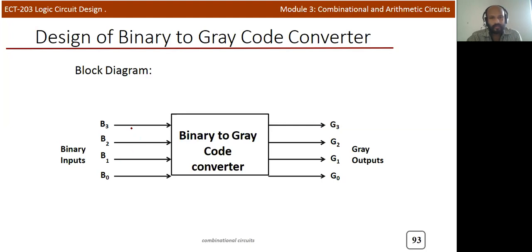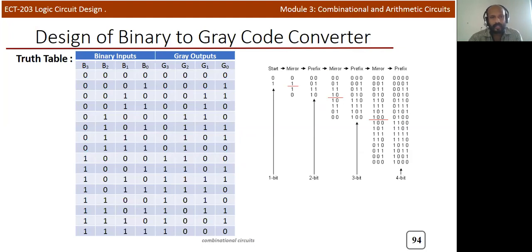And a binary to gray code converter can be 3-bit, 4-bit, etc. So in this particular example, we'll discuss a 4-bit binary to a 4-bit gray code converter. Okay, so the binary bits are indicated B3, B2, B1, B0, and G3, G2, G1, G0 will be the gray output. So in order to design this particular binary to gray code converter, mainly we need to construct the truth table. Okay, so when you construct the truth table, it's very important.